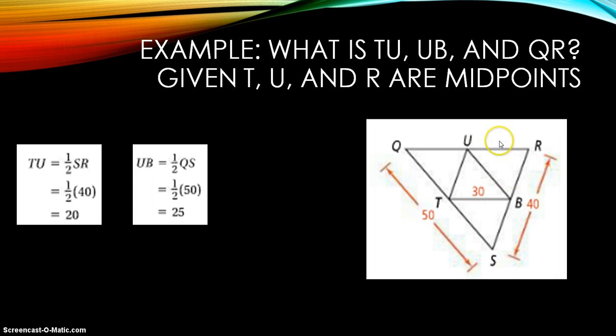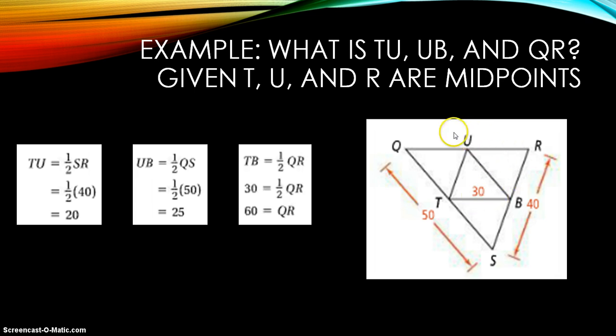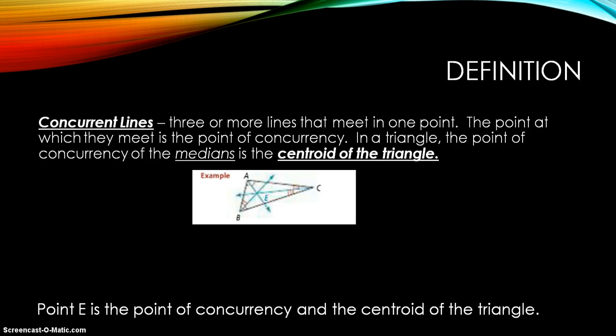So if this is 30, if I double that, I'm going to get 60. Now keep in mind that these are midpoints as denoted in the diagram. So if I actually wanted to find a little piece, QU instead of QR, just keep in mind that this whole thing is 60. This little piece is going to be 30 because that's going to be exactly half since that's the midpoint.